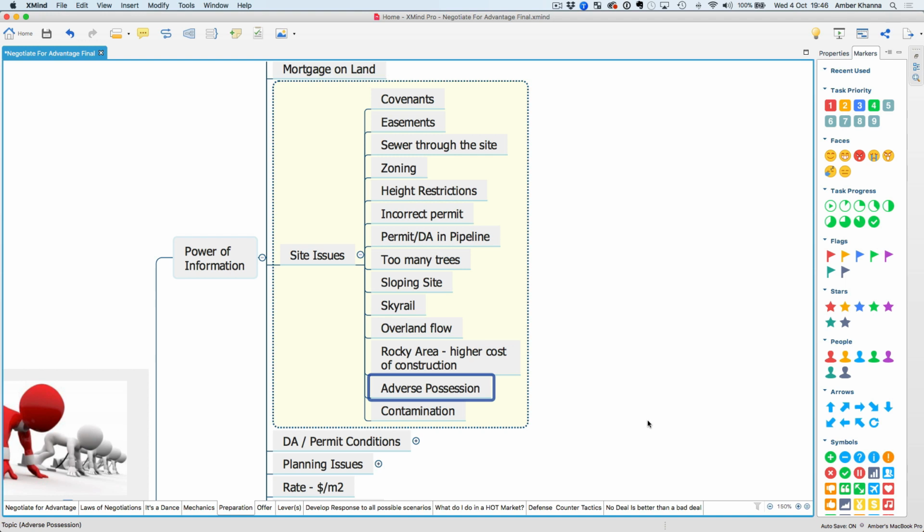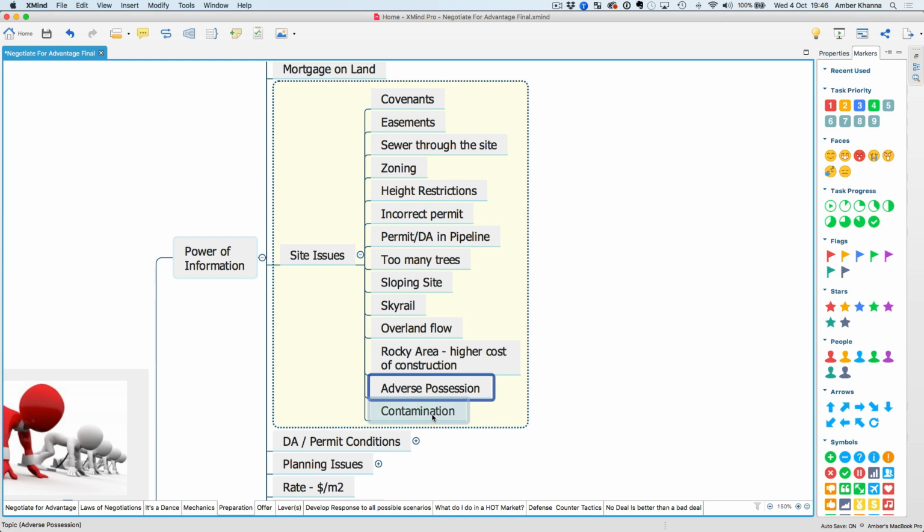Is there too much rock in the soil? That's going to cost you more because you've got to build on rock, or especially if you want to dig a basement there, it's going to be a problem. Adverse possession. Does anybody know what adverse possession is?